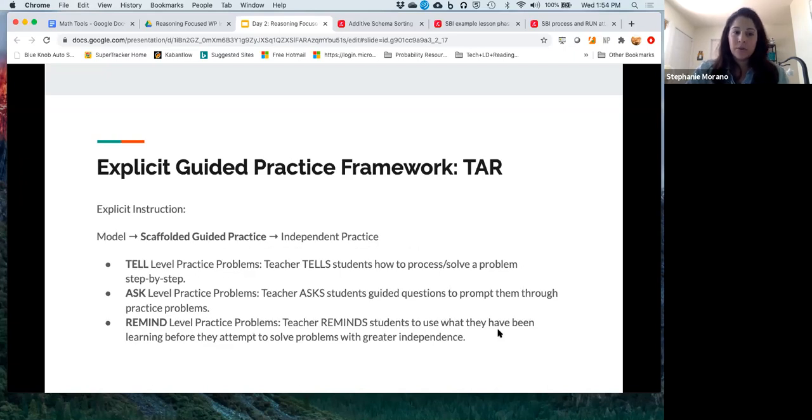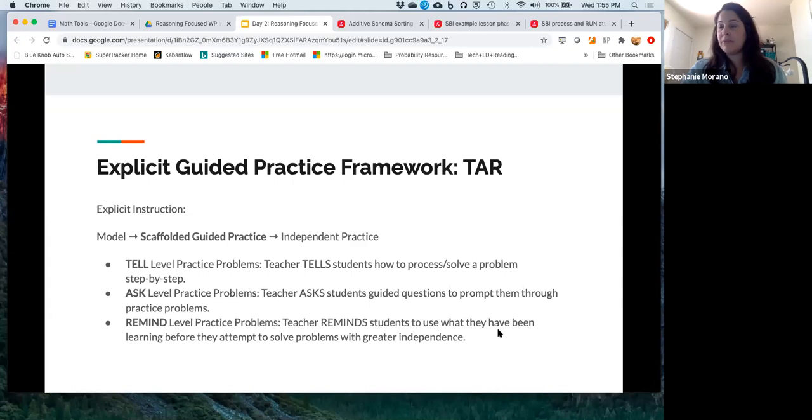So I like to use the TAR framework for guided practice, where you start with tell level prompts, fade to ask, and then fade to remind. If this is familiar to anyone, type a note in the chat. Like, I've seen this before, I know this framework, because I don't want to beat a dead horse if this is something that most people are really familiar with already. But this is really just a process of scaffolding practice so that we're providing a lot of support with our first couple of practice problems, and then gradually fading support so that students are becoming more independent over time.